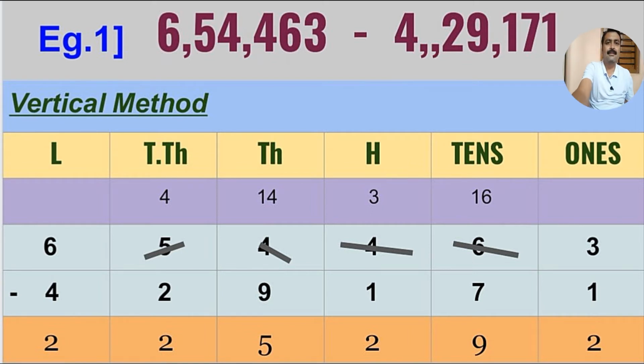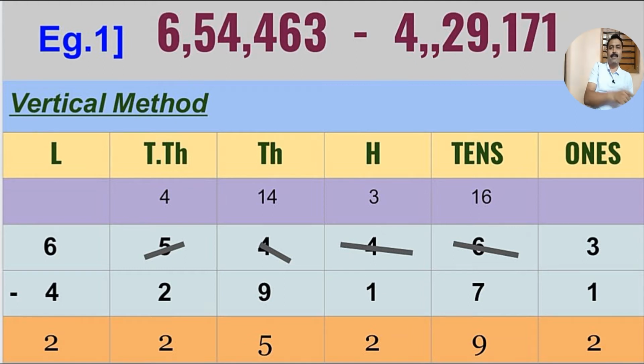After taking these 6 columns, now we arrange the first number, 6,54,463. While arranging that number, 3 we write into the ones column, 6 into tens, 4 into the hundreds column, 4 into the thousands column, 5 into the 10,000s column, 6 into the lakh place column.